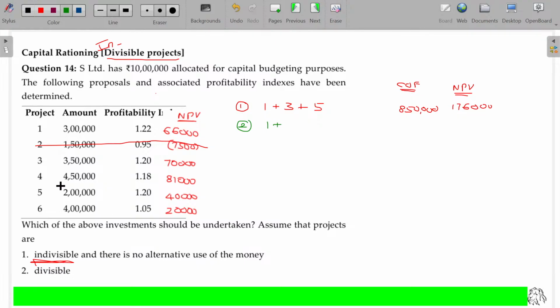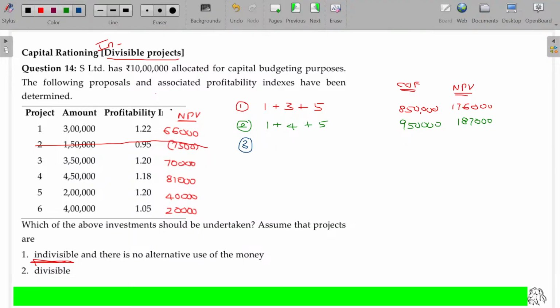Rather than 3, directly jump to the 4th one. So 3 plus 4.5 lakhs, 7.5 lakhs. Yes, of course, you can choose 5 also. 3 plus 4.5 lakhs, 7.5 lakhs, plus 2.5 lakhs, 9.5 lakhs. Come on, tell me the NPV for this combination. 1,87,000. This seems to be better than the earlier combination.